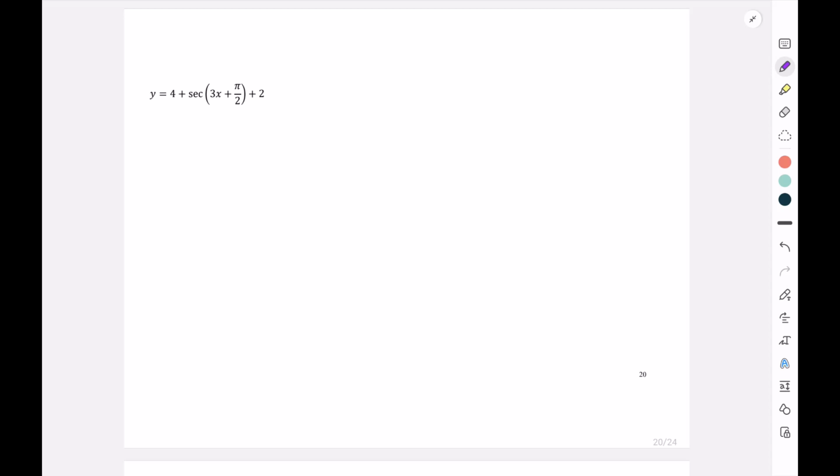And so make sure that you can rearrange this equation first before you solve it, because sometimes students will forget that there's a plus and they'll multiply and think of it as a different function, which will totally give you an incorrect answer. So we would bring the 4 over, and so our new equation would be secant of 3x plus pi over 2 plus 6.